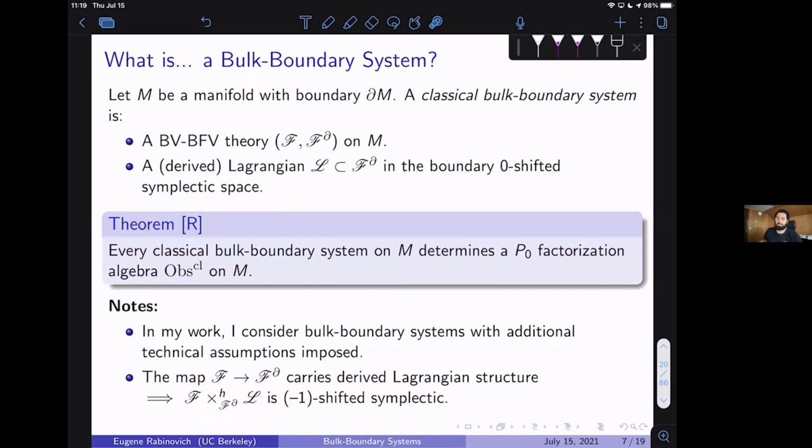So may I ask a question? Certainly. So you were talking about that this map is Lagrangian. Can you just say a couple of words on the map, like? Yes. Yeah.